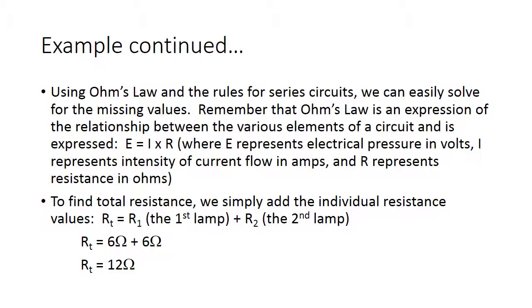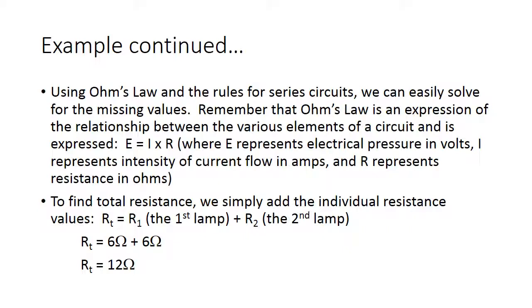So if we want to find the total resistance, we can simply add the individual resistance values together, because remember, in a series circuit, to find the total resistance, we just add the individual resistance values. So we know that each lamp offers 6 ohms of resistance. All we have to do is add those two values together. So our formula will be RT equals R1 plus R2, where R1 represents the first lamp and R2 represents the second lamp. Then we just plug in our values and we can easily find the total resistance.